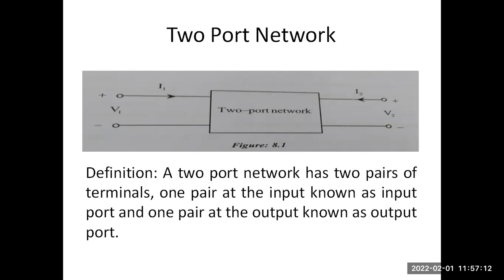So what is the basic definition of a two-port network? A two-port network has two pairs of terminals: one pair at the input, known as the input port, and one pair at the output, known as the output port. These two ports are there, and in between we have all the network connections. How this network will behave and the different types of analysis, we'll see under this two-port network.